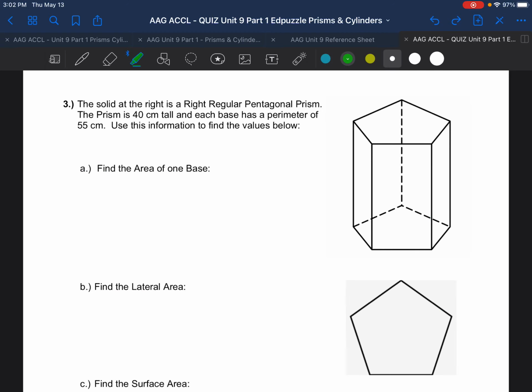Okay, that brings us to question number 3. So in this case here, the directions say the solid at the right is a right regular pentagonal prism. The prism is 40 centimeters tall, and each base has a perimeter of 55 centimeters. Use this information to find the values below. So part A, find the area of one base.